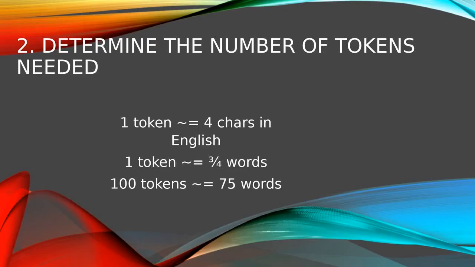Let's talk about tokens. The next step when you're looking at this HTI-1 rule is to determine the number of tokens that you're going to need. One token is approximately 4 characters in English. That does include spaces and punctuation, so be aware of that. One token is about 3/4 of a word, and 100 tokens is about 75 words.